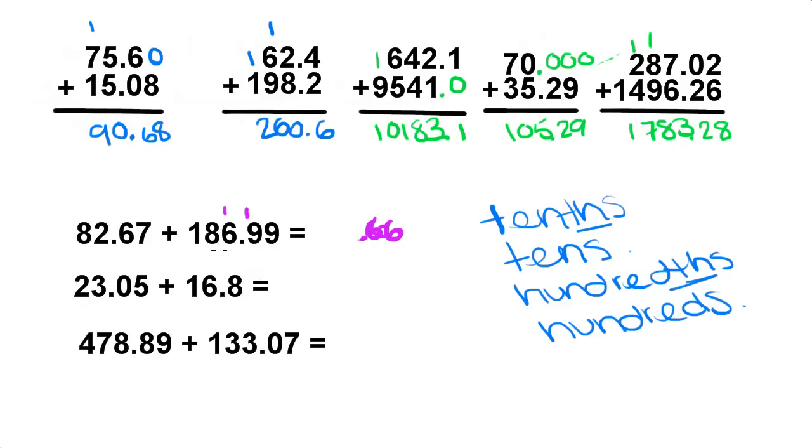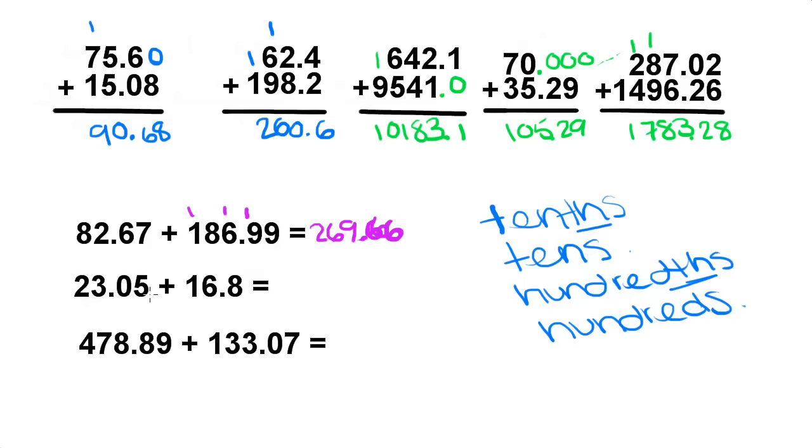Make sure you put the decimal point. 6 and 2 is 8, plus 1 is 9. Make sure you have enough room there. 8 and 8 is 16. Bring over the 1. And 1 and 1 is 2. So that's 269.66.